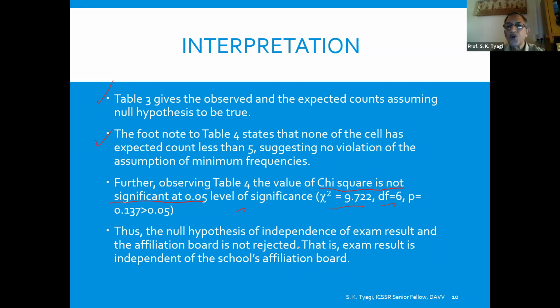So there is no evidence which proves that a particular board is quite liberal in awarding distinction or first division. All the boards are awarding these different kinds of results in equal proportion. So this is the first example of non-significant chi-square value. Now we need not further analyze it. It is the end, finished. Nothing more to be done.